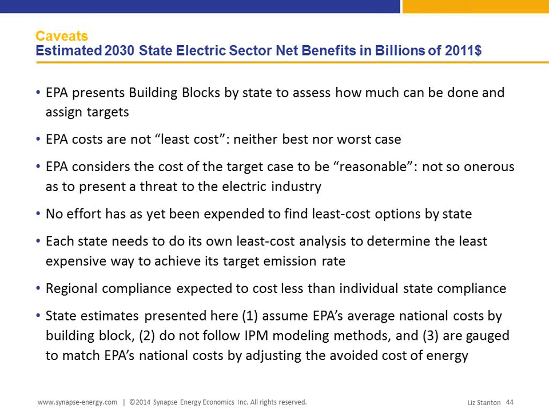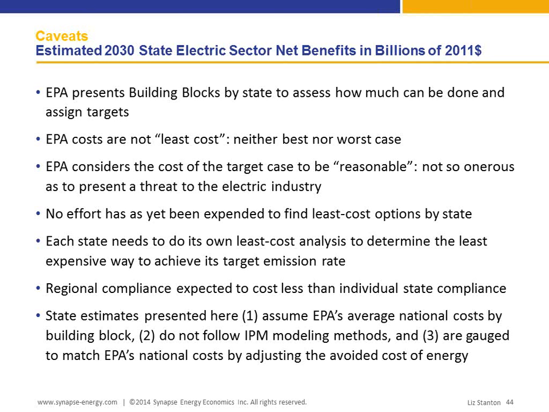I'm assuming that EPA's average national cost by building block holds in every state. Every state pays the average national cost. I'm not following their IPM modeling methods. I don't have the ability to do that here or have that model in front of me, and the model is not well suited to doing state-by-state results.